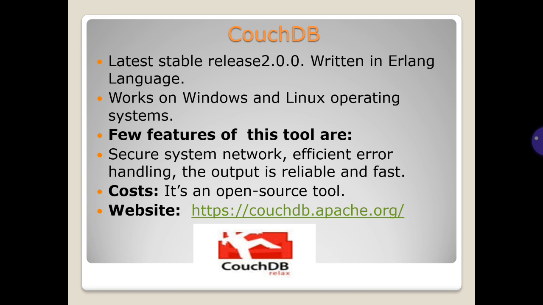CouchDB latest stable release 2.0.0, written in Erlang language, works on Windows and Linux operating systems. Few features of this tool are: secure system network, efficient error handling, and the output is reliable and fast. It's an open source tool, and this is a website.